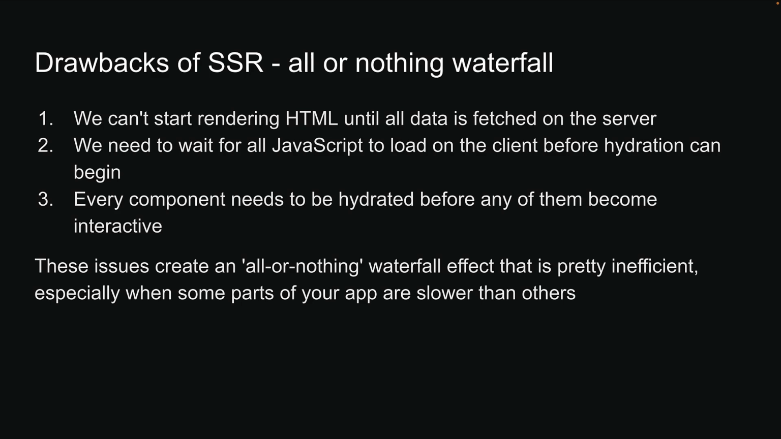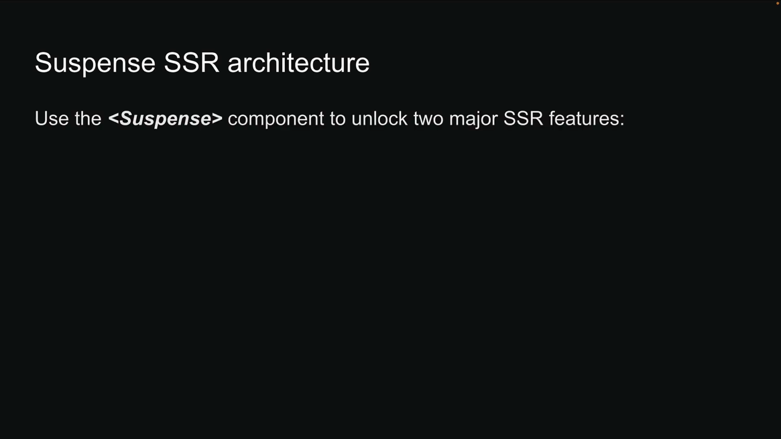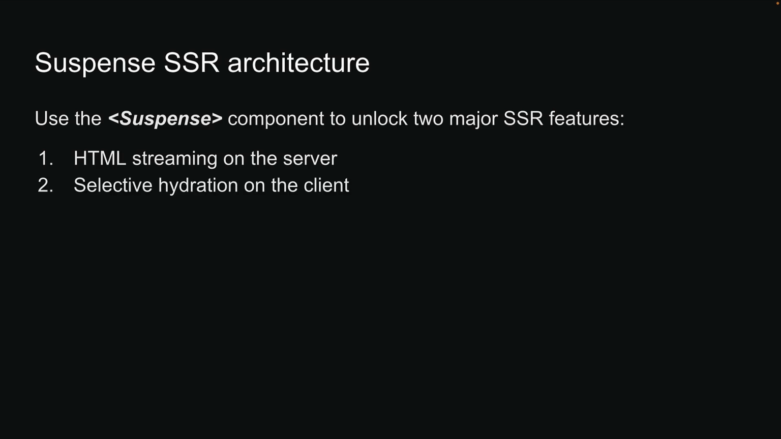than others. To address these performance drawbacks of SSR, React 18 introduced the Suspense SSR Architecture. This new architecture allows you to use the Suspense component to unlock two game-changing SSR features, HTML streaming on the server and selective hydration on the client. Let's explore these two features in detail.